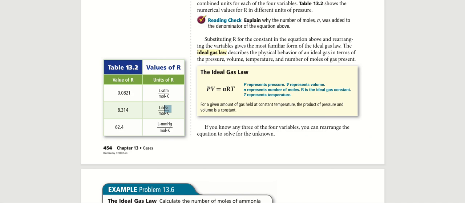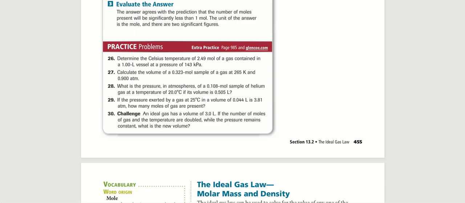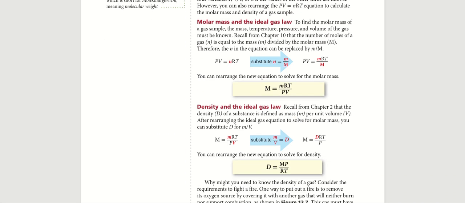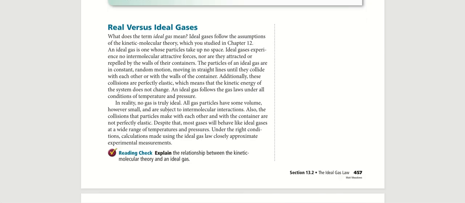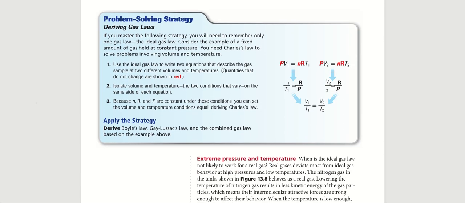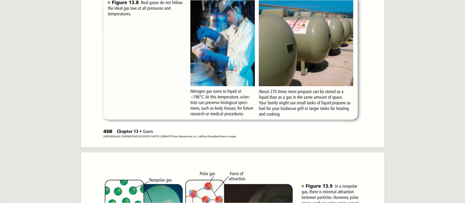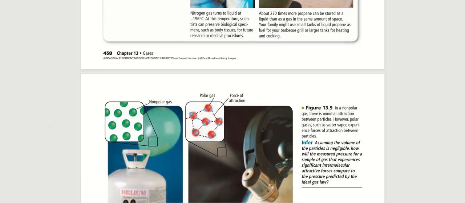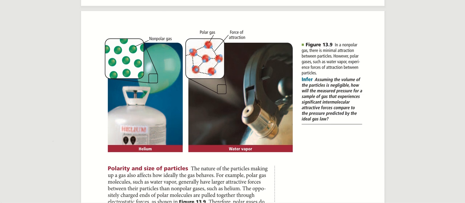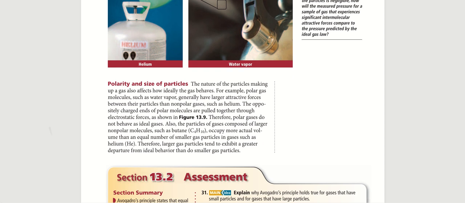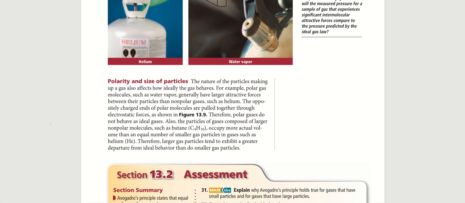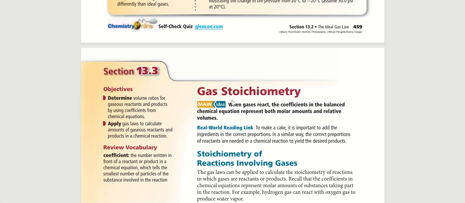Alhamdulillah, I think we have finished unit number 2. This is molarity, this is density, as I explained them. We have finished. This also, you have to read it. That's about polarity and the size of particles, how they behave not like ideal gas. This is the last thing, and gas stoichiometry is not with us, you know that. So we have finished this unit.